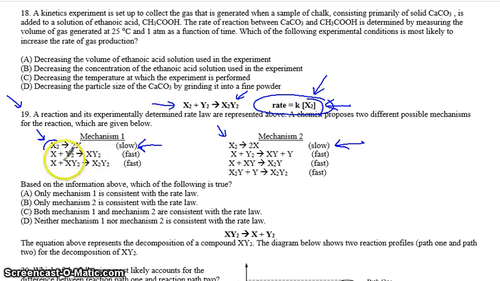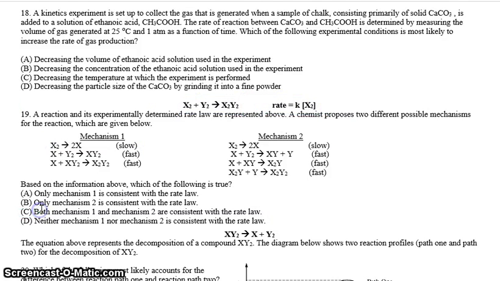Now the rest of it, as long as the rest of it matches, and it should, if you collapse the whole equation, you should get back this original equation, which you will in both these cases. So they're both valid, and both of these are consistent with the rate law. So C is the correct answer. And essentially that's because the slow step contains just X2 in both of them, which is the same as the rate law. So this is a much simpler one than it looks from the onset. Okay, and let's do the last two here.